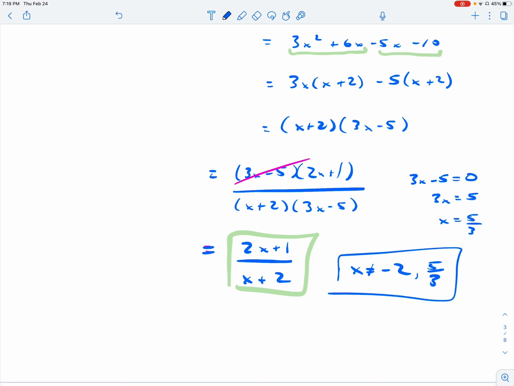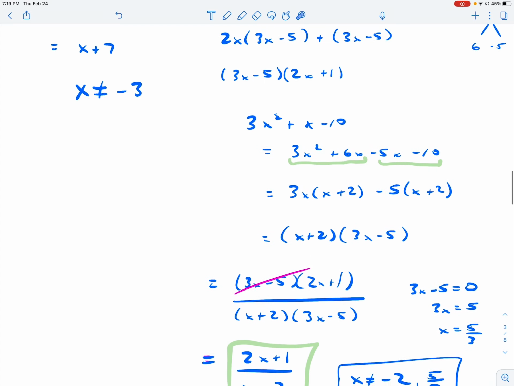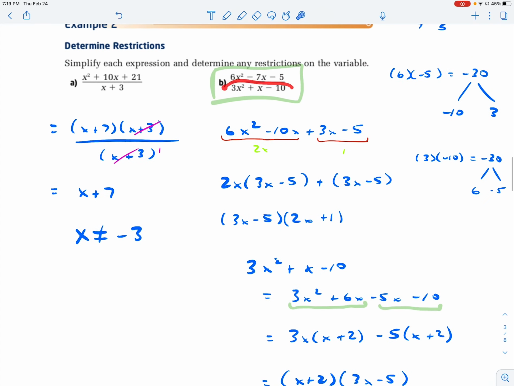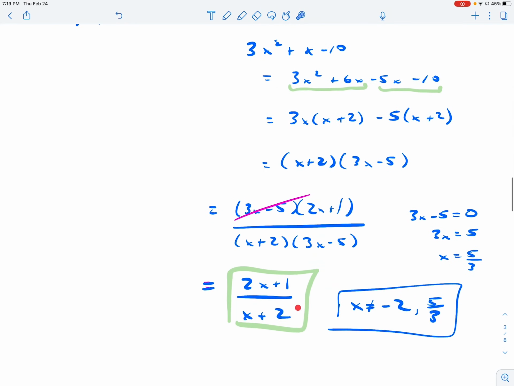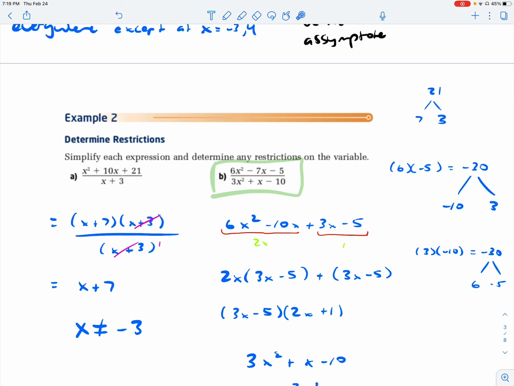Okay. How do I know this? Well, if you take 5 over 3, and if you plug that into this up here, you're going to get 0. Okay. You could plug it into this one down here. That's fine. And also negative 2, if you sub that into this one or this one, you're going to get undefined.